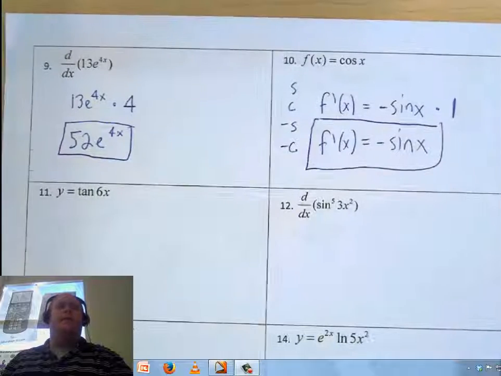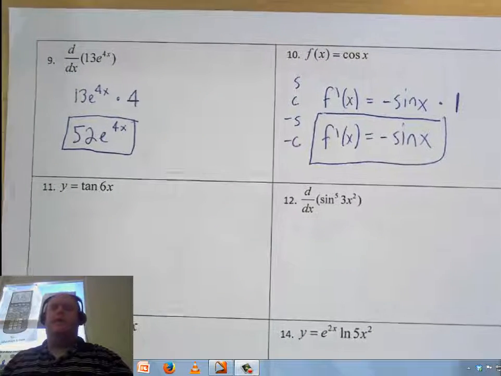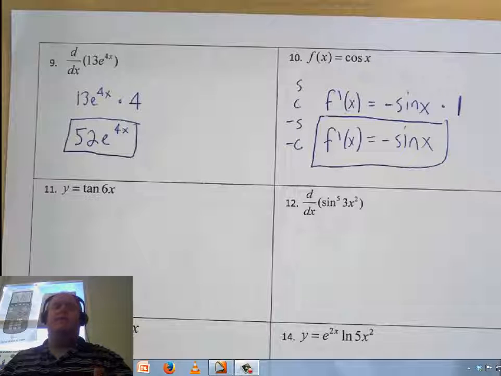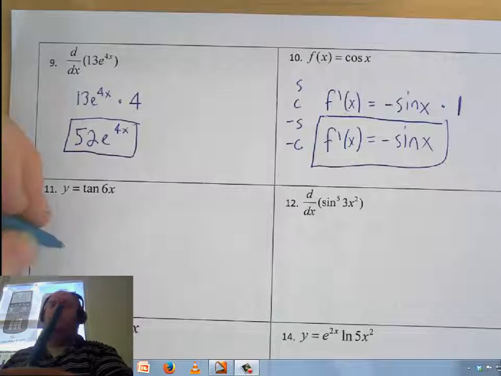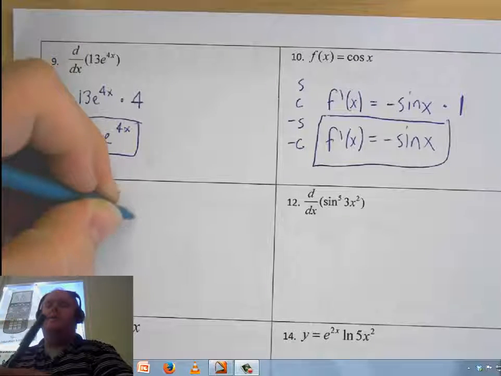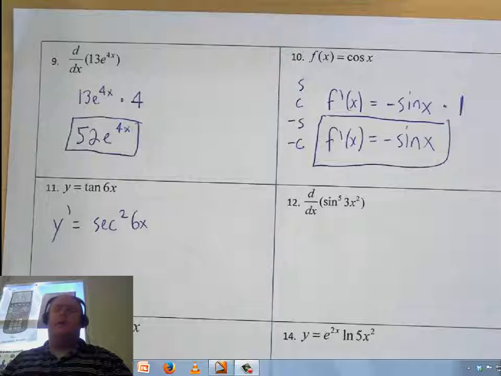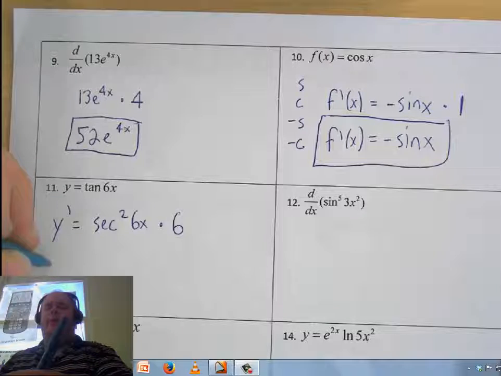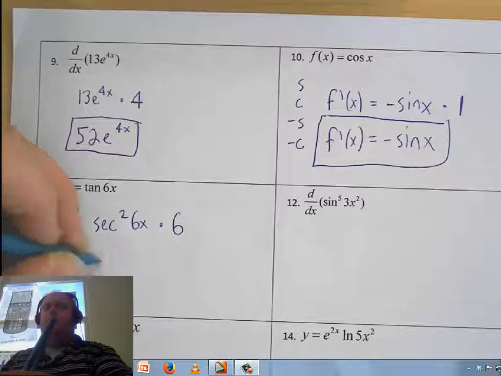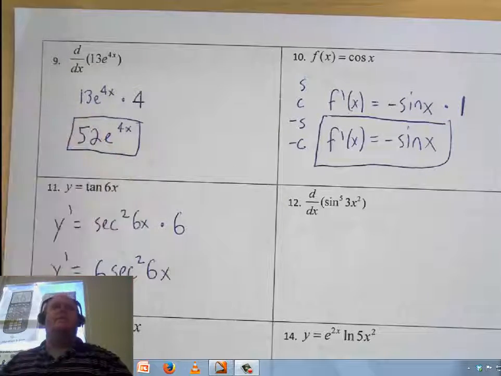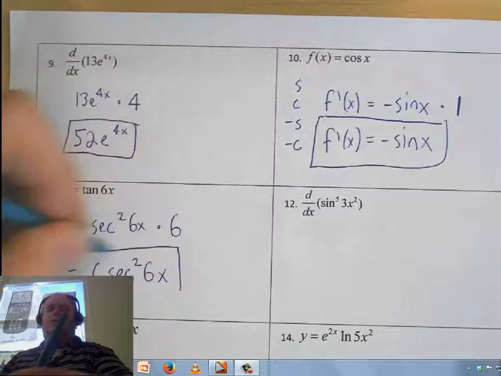Number 11, we have y equals tangent of 6x. All right, the derivative of tangent of x is secant squared of x, but we have to use the chain rule. Y prime equals secant squared of 6x. Then I have to multiply by the derivative of 6x, which is 6. If I put it together a little bit better, y prime equals 6 secant squared of 6x. There's our answer.